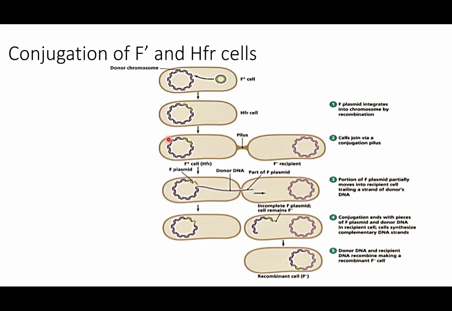So similar to the imprecise removal of a prophage during specialized transduction, the integrated F plasmid can also be imprecisely removed from the chromosome, producing an F prime plasmid. This F prime plasmid will carry with it some host chromosomal DNA, or bacterial chromosomal DNA, that is adjacent to the integration site.